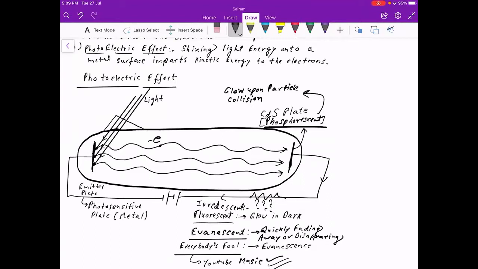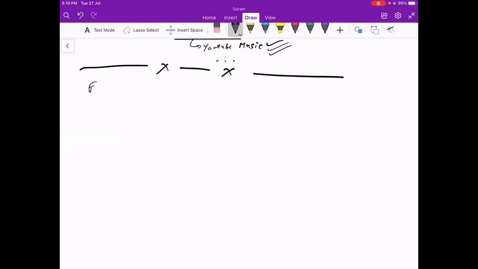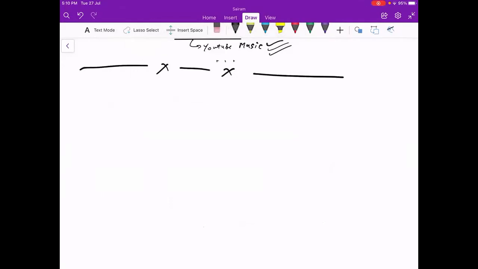Okay. So before I take you to the graphs, I'll tell you about Einstein's photoelectric equation. That's the equation that governs all the graphs and patterns that you see, all the experimental data that was collected. So I'll talk about Einstein's photoelectric equation. That will give you much clarity about how the photoelectric effect works.